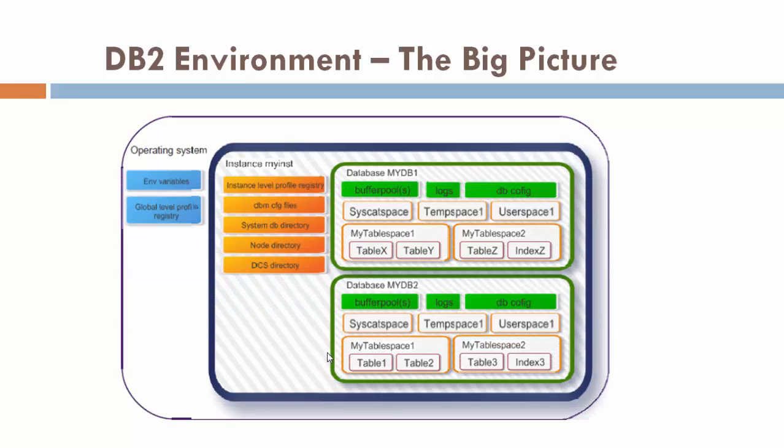So in the DB2 environment, when we talk about the bigger picture, this is how it looks, and we'll discuss the bigger picture in 3 lectures. One where we'll just get an overview of what are these boxes and what are these components, and then we'll move on to understand the instances in DB2, and then we'll understand what are databases and the associated components in DB2. So this will complete the DB2 environment.